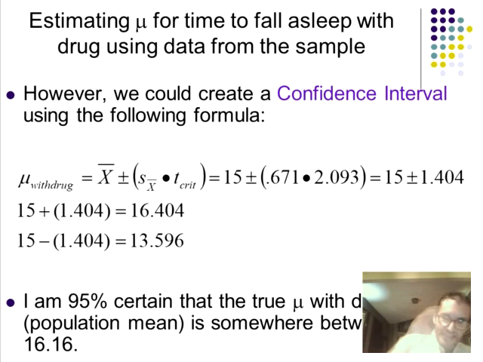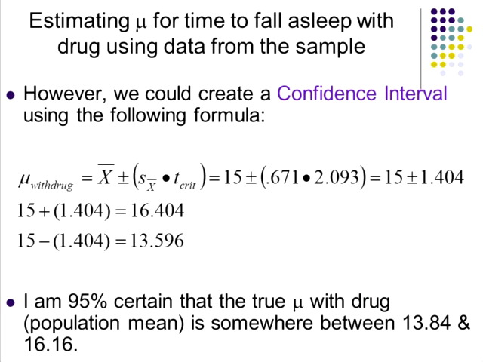In other words, given our study, if you pushed me and said, okay, your sample had an average time to fall asleep of 15 minutes, what's your best guess if I could possibly do the entire population and give them this drug? 15 minutes. Well, I'm probably going to be incorrect. So I'm going to say I am 95% confident that if I gave the drug to the entire population, the population mean would be between 13.84 and 16.16.